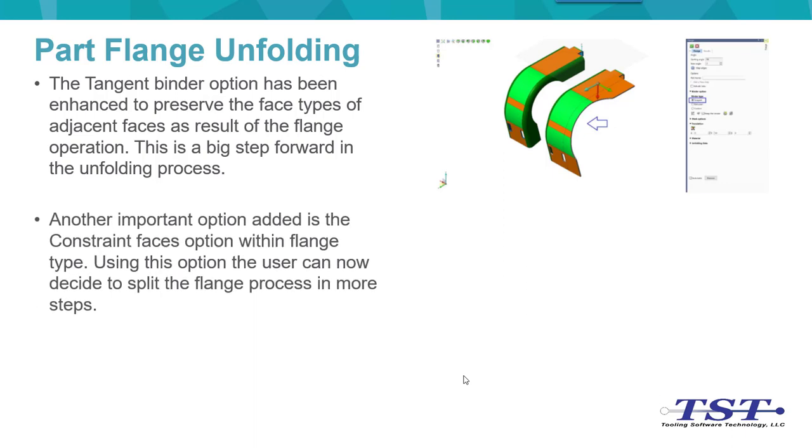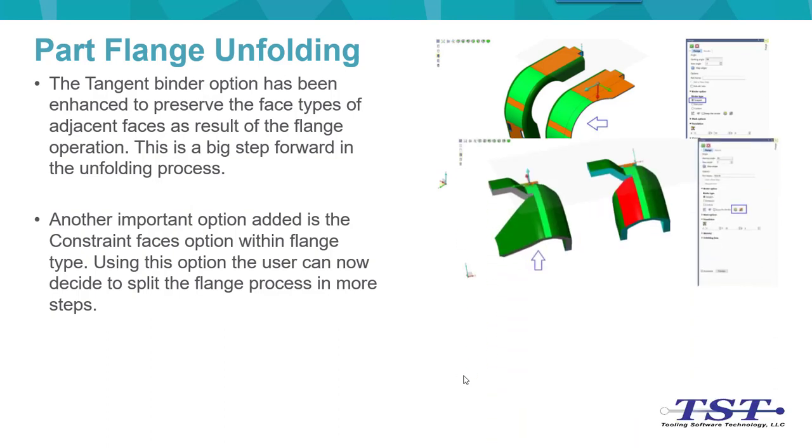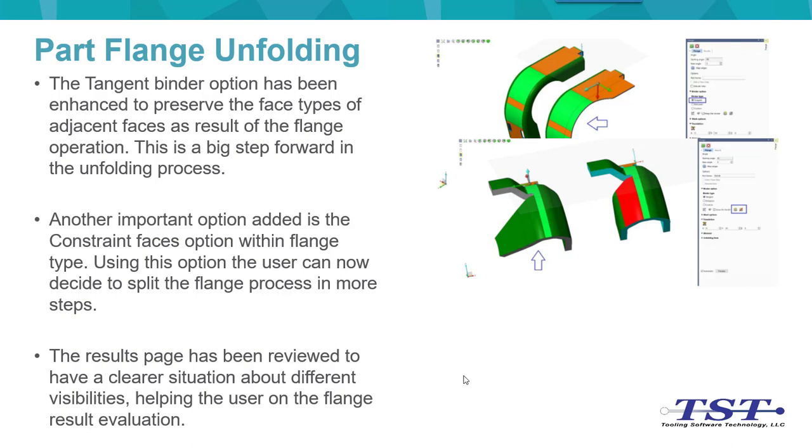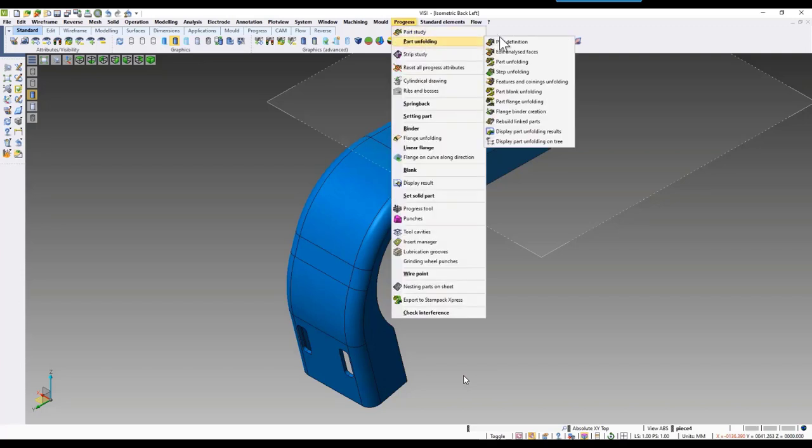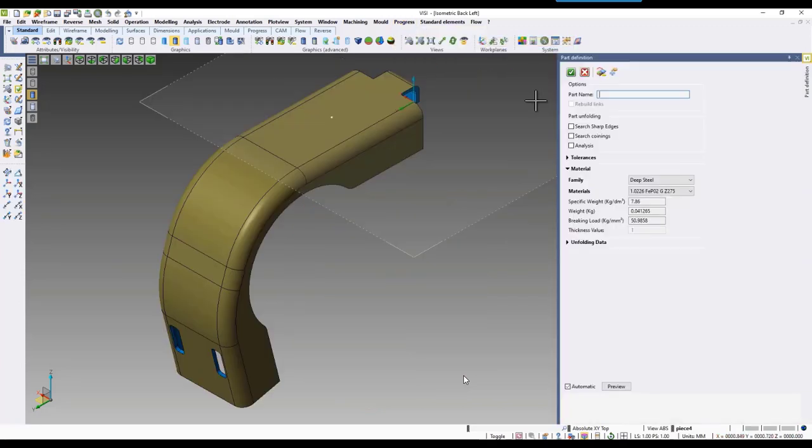Another important option added into this is the constrain face option within flange. Using this type of option, the user can now decide to split the flange process in more than one step. So as you can see, you can split this between more than one step. The result page has been reviewed to clearly situate different visibilities, helping the user use the flange unfolding result evaluation. So we're just going to showcase some of the new enhancements within the flange results.